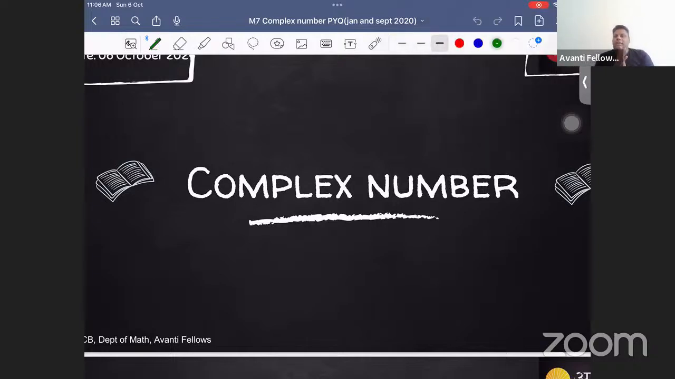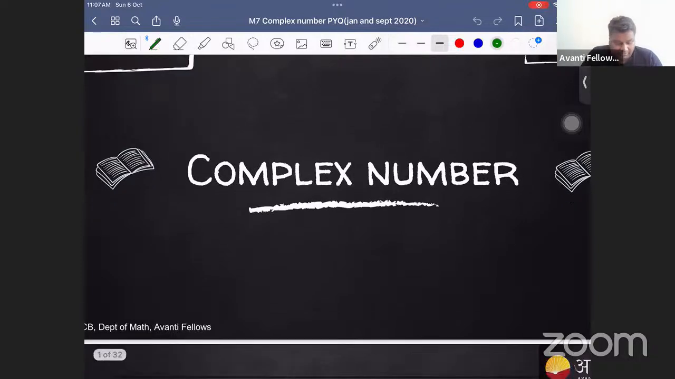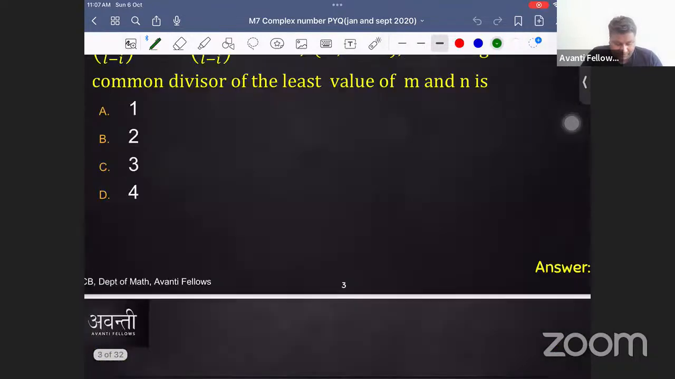So today we will talk about some concepts of complex numbers. We will also discuss a few questions which previously came in previous year JEEs from this particular chapter. All right.